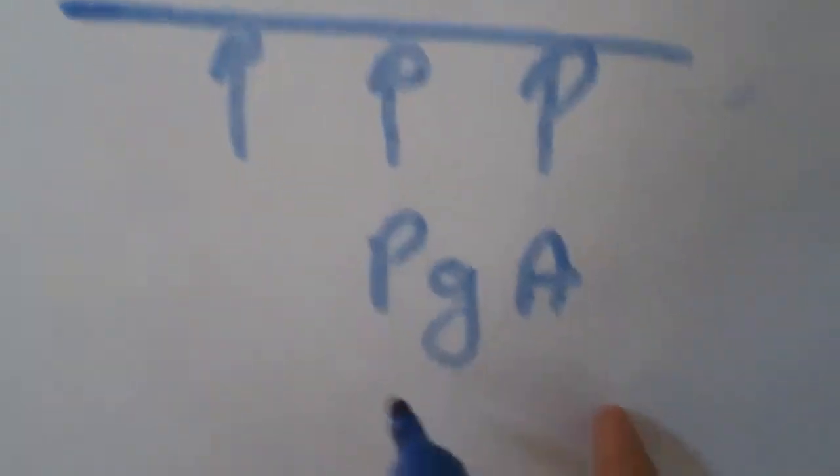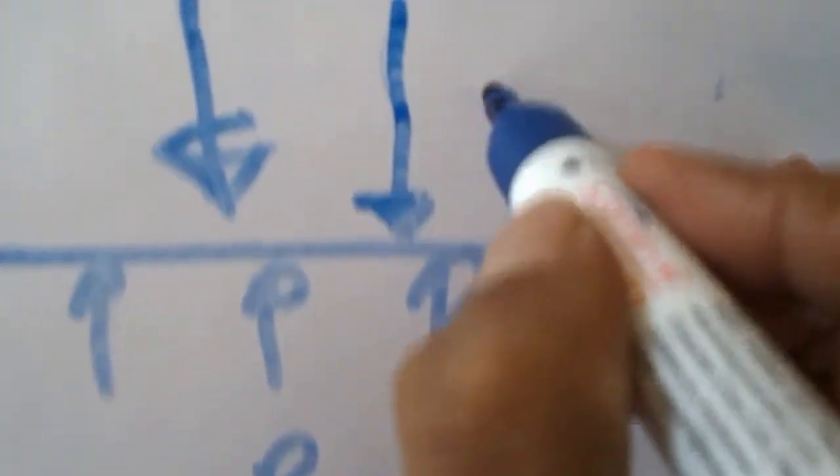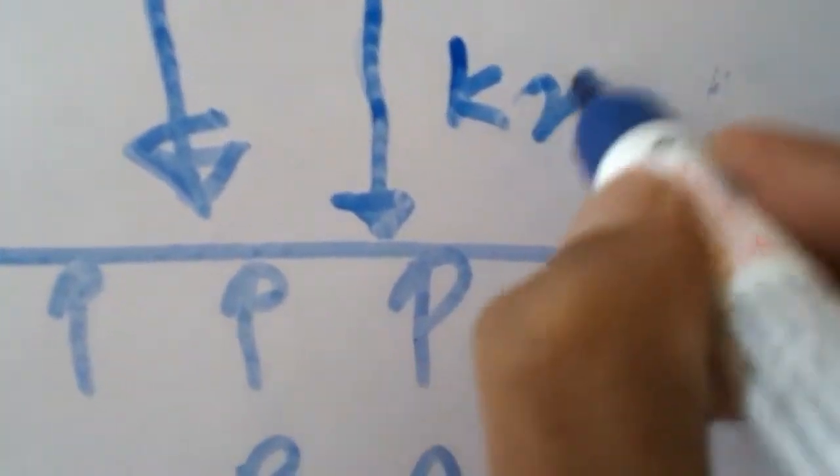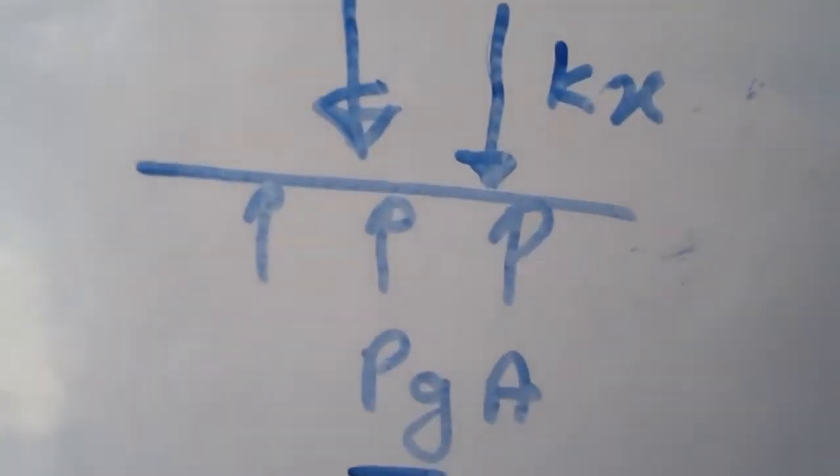the other forces. There is pressure downward, and this is the pressure by the gas. And this is the atmospheric pressure, P atmospheric into area, and here there is a force by the spring, kx. So guys, it always balances.